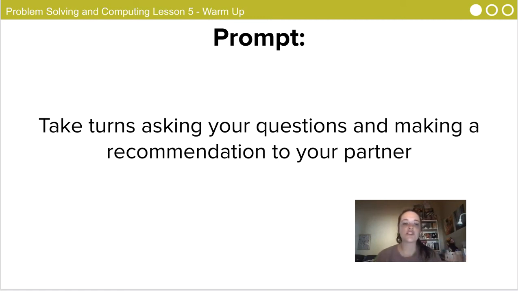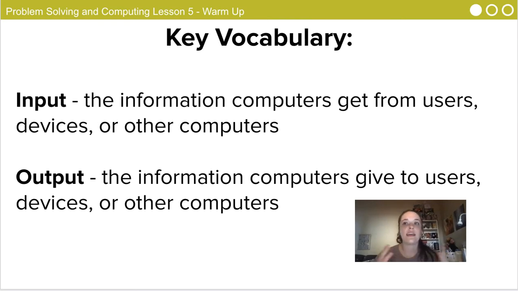In order to solve this problem of what pet should I get, you had to get information from somebody in the form of answers to your questions. You also had to give information in the form of a recommendation. Computers do the same thing, okay? The information they get from users is called input. And the information they give to users is called output.